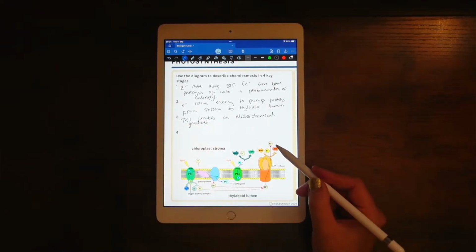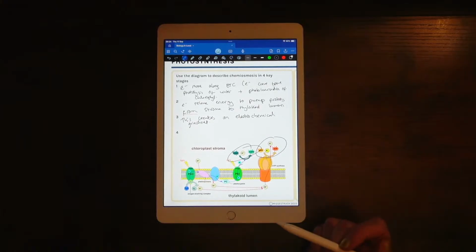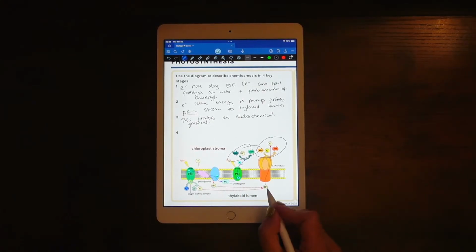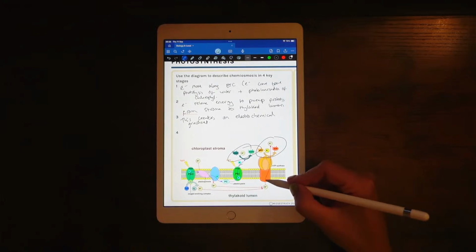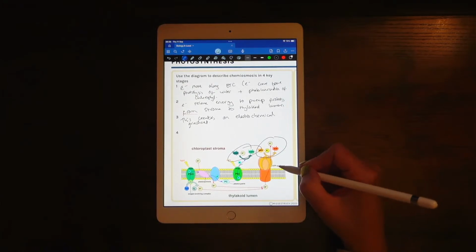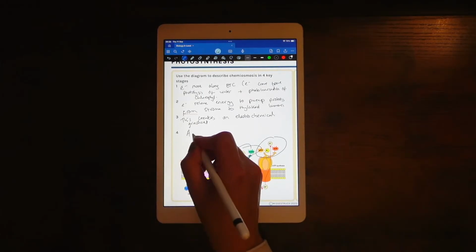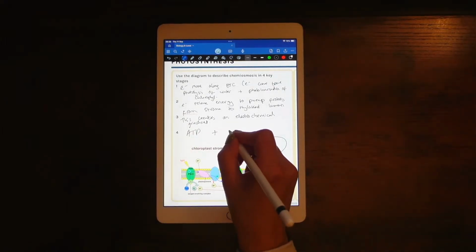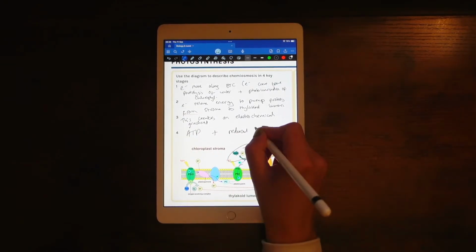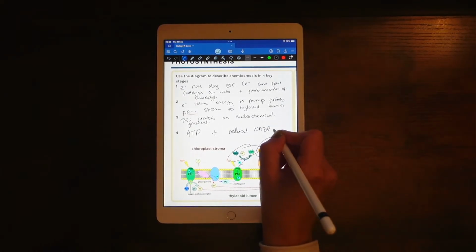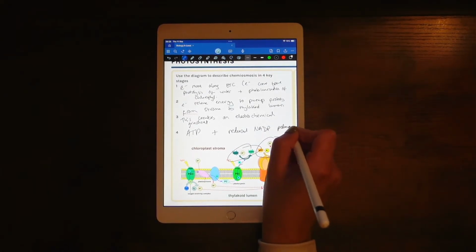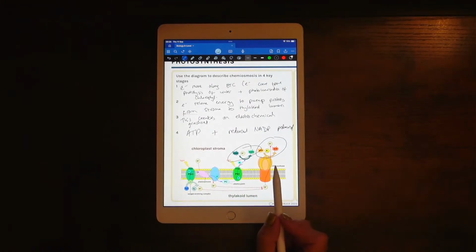Then the last one I'm going to talk about is this and this. So I'd then say the protons move down their electrochemical gradient through ATP synthase to make ATP, and NADP picks up electrons at the end of the electron transfer chain and protons to make reduced NADP. So that'd be our final thing. I know I've not fully written it there, I described it instead out loud.